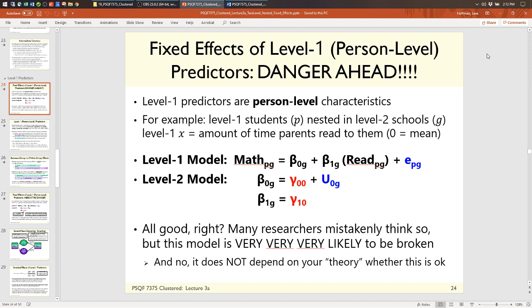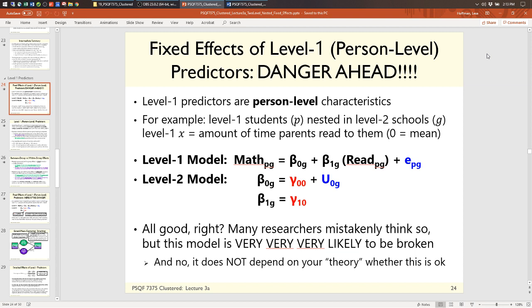What's the problem here? I'm taking a level 1 predictor, entering it into the level 1 model, and giving it a fixed effect. What's the problem? It probably has a level 2 effect if the schools vary by how much their students read. How can I find out if the schools vary by how much their students read?